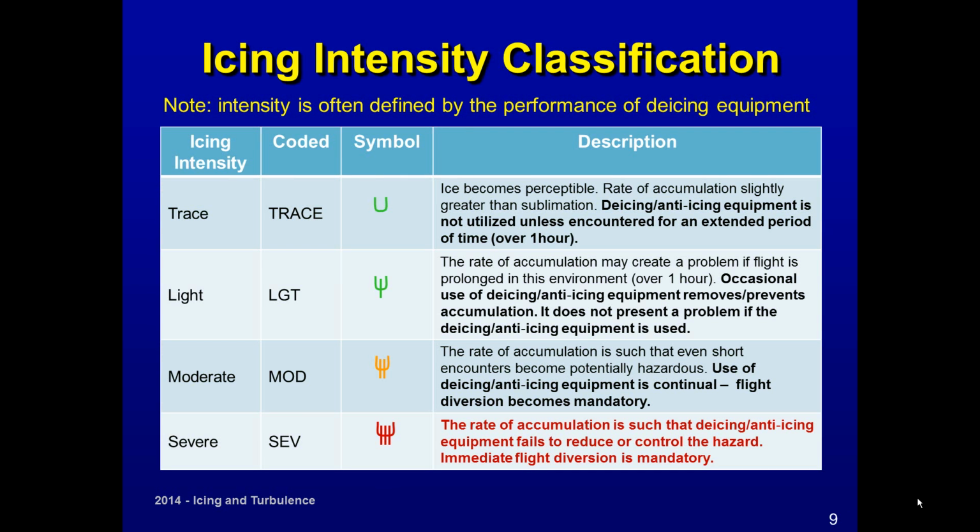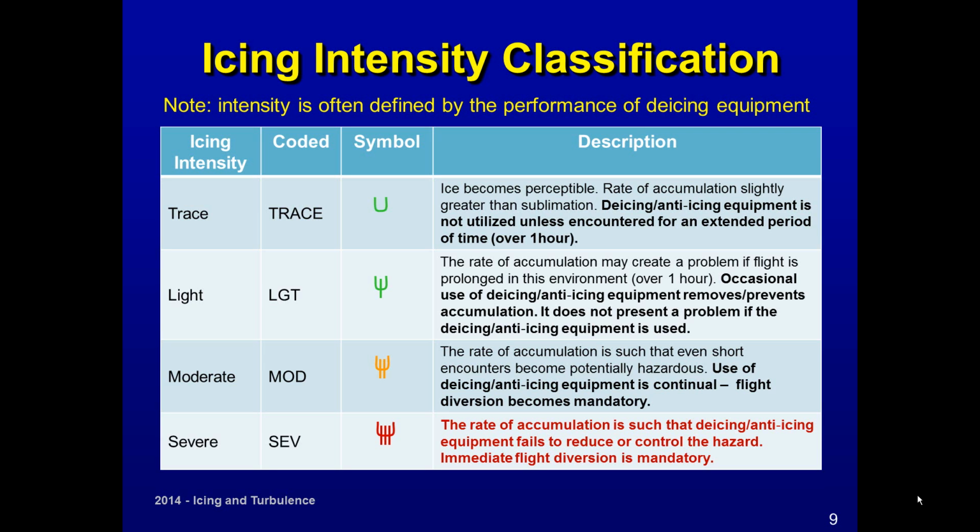When crews report icing conditions, frequently it's in reference to how well any de-icing equipment on board is handling the accumulation of ice. Here are the four categories of intensity of aircraft icing. With trace icing, usually the de-icing anti-icing equipment is not being utilized unless the icing is being encountered for an extended period of time.